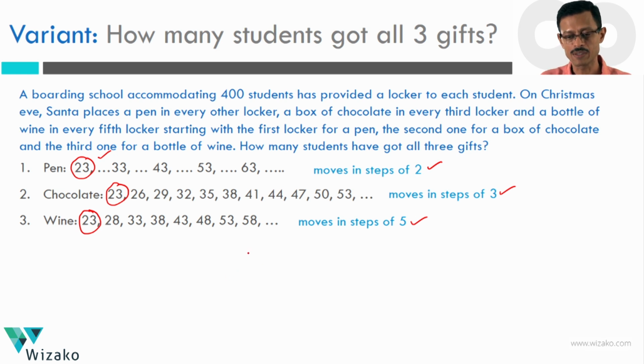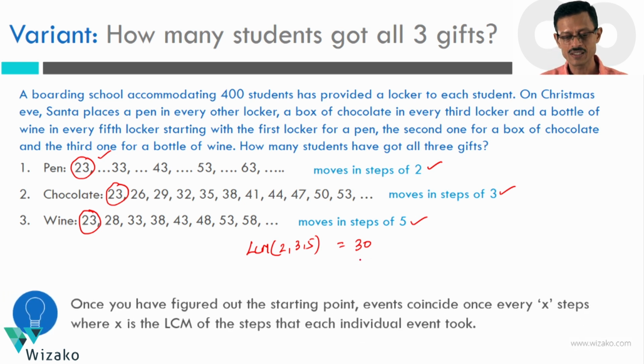The coincidence is going to happen at the LCM of the steps in which they move. LCM of 2, 3 and 5 is equal to 30. I'm reiterating it. The gap between 2 coincidences will be the LCM of 2, 3, 5. But the LCM itself cannot give you the starting point. The starting point is something we need to figure out manually. Right? Basically, this is what I've said here. Once you have figured out the starting point, every coincidence happens once every x steps, x being the LCM of the individual steps that each of these things take.